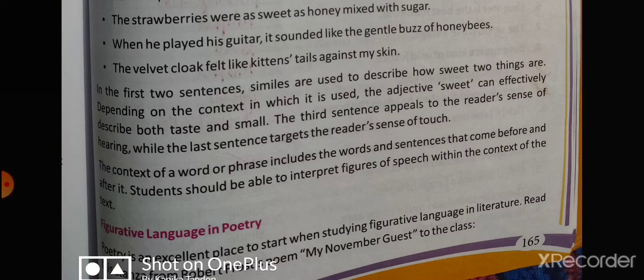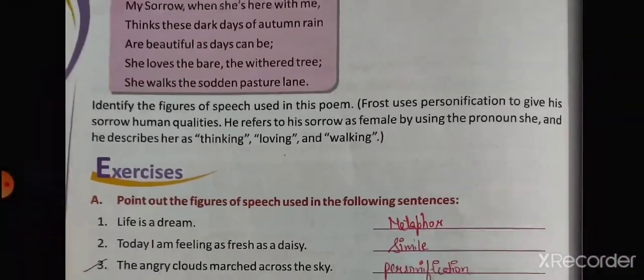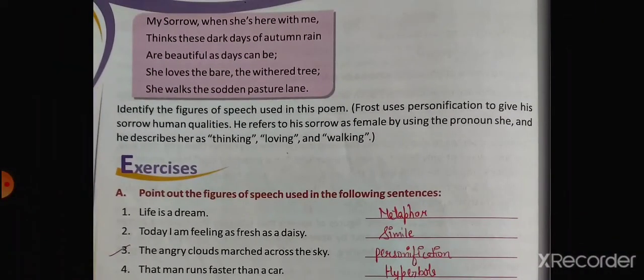Now, figurative language and poetry. Poetry is an excellent place to start when studying figurative language in literature. Read this stanza from Robert Frost's poem "I Remember Guest" to the class. So first is my sorrow when she is here with me. Think these dark days of autumn rain are beautiful as the day can be. She loves the bare, the withered tree. She walks the sodden pastured lane. Identify the figure of speech used in the poem.